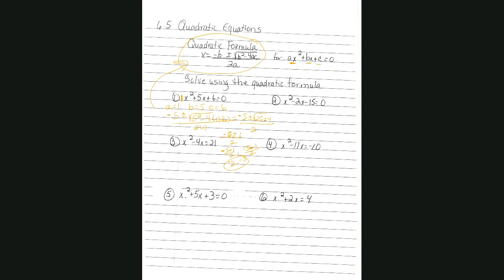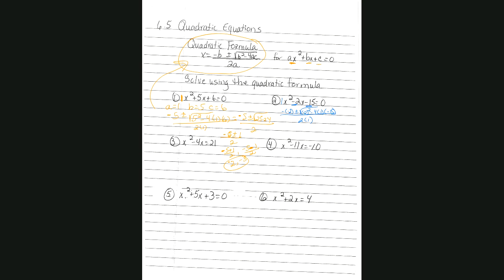All right, so now let's go through number 2. I'm trying to do a different color. And let's see, we can know that your A is 1, your B is negative 2, and your C is negative 15. So the formula, that'll be a negative inside a negative, plus or minus the square root of B squared, which is negative 2 squared, minus 4 times A times C, all over 2 times 1.